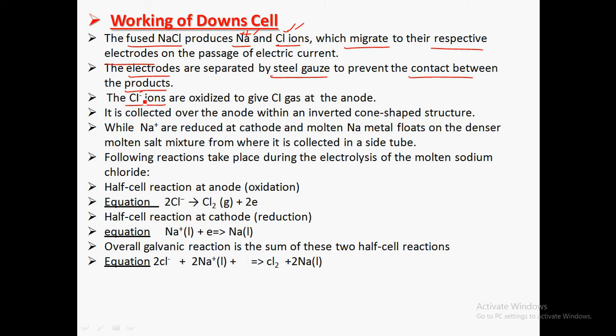Now, chloride ions, because of this minus, it is called chloride. They oxidize to give chlorine gas at the anode. What is oxidized? Oxidized means loss of electrons. These chloride ions, when they lose the electrons, change into chlorine atoms. So they combine and convert into gas, and the gas is released at the anode. So we can say that chlorine gas is collected over the anode with the help of a cone shaped structure.